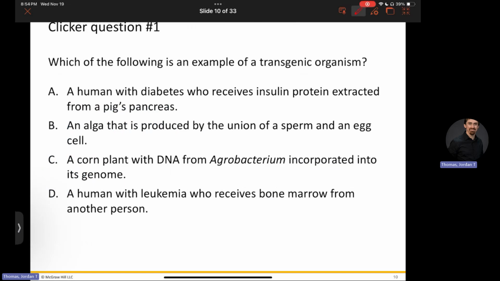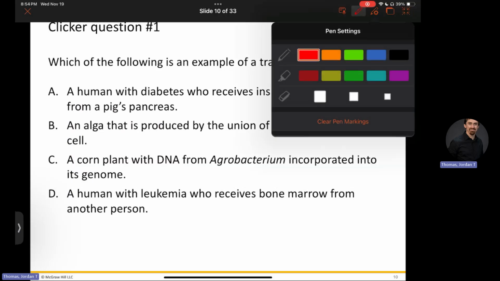So now let's do this question. Which of the following is an example of a transgenic organism? Pause. Think about it.